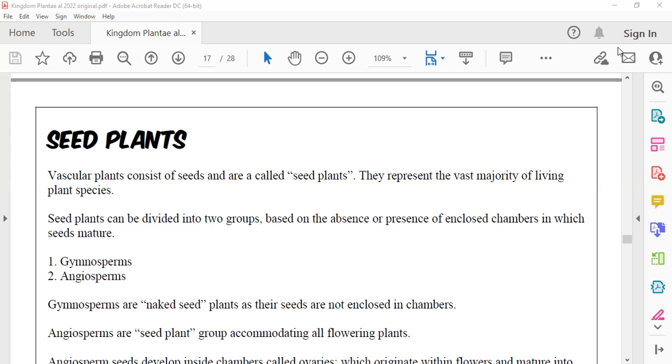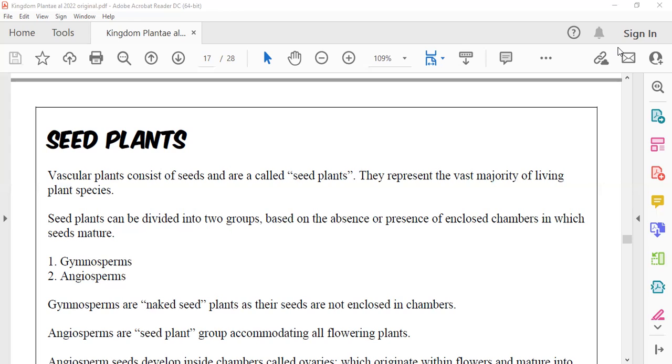Similarly, angiosperm. Angio represents a shell, a cover, a case. So that means the seed is inside a case. Understood? Yes, sir. So that's how we have to understand it. It is a seed plant accommodating all flowering plants. But the main point here is why they are called angiosperm: their seed is enclosed by a fruit.